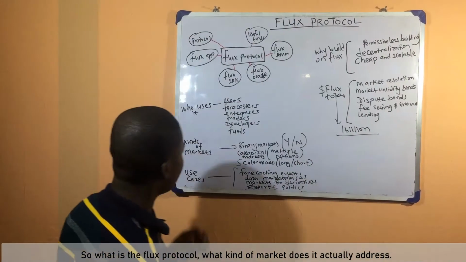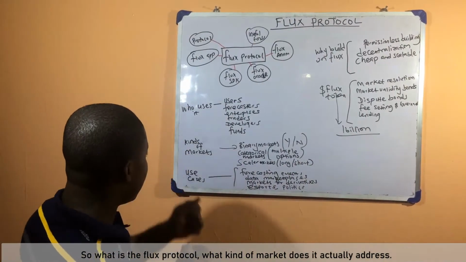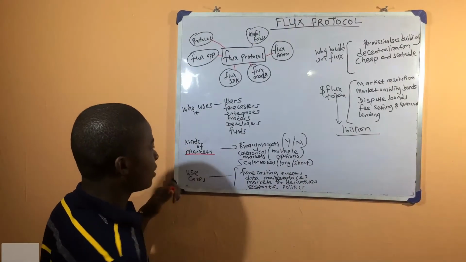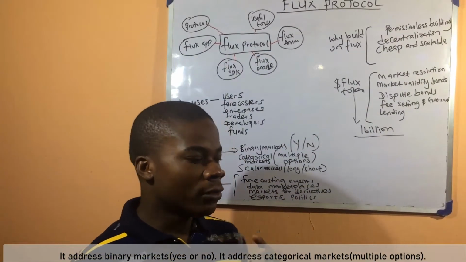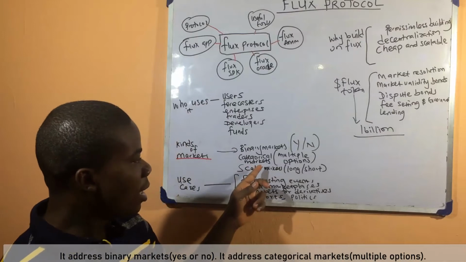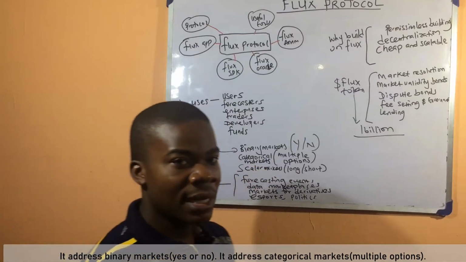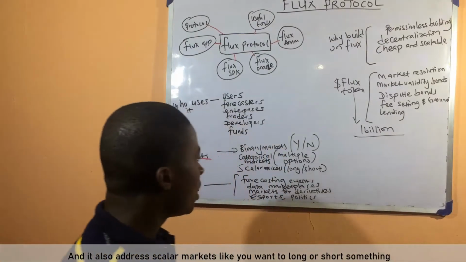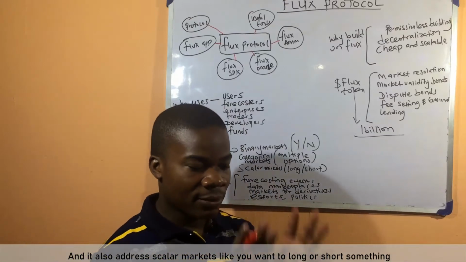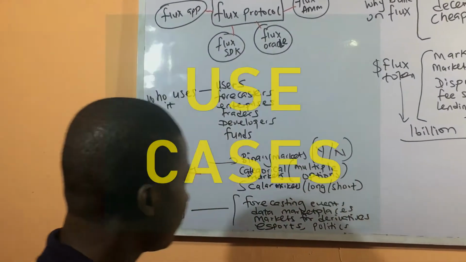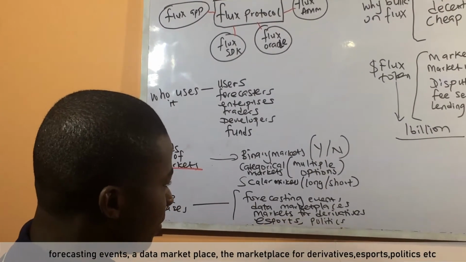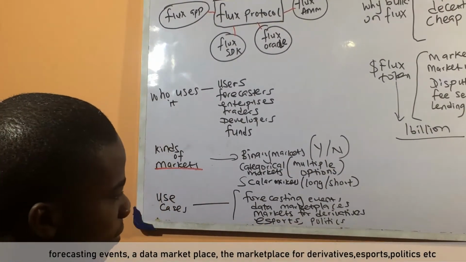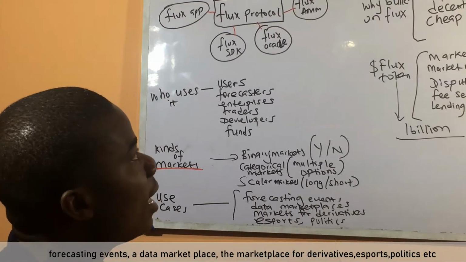So what is the FLUX protocol? What kind of markets does it actually address? It addresses binary markets, yes or no. It addresses categorical markets, so these are markets that have multiple options, and it also addresses scalar markets, like you want to long something or you want to short something. So the use cases are forecasting events, a data marketplace, a marketplace for derivatives, esports, politics, and the rest of them.